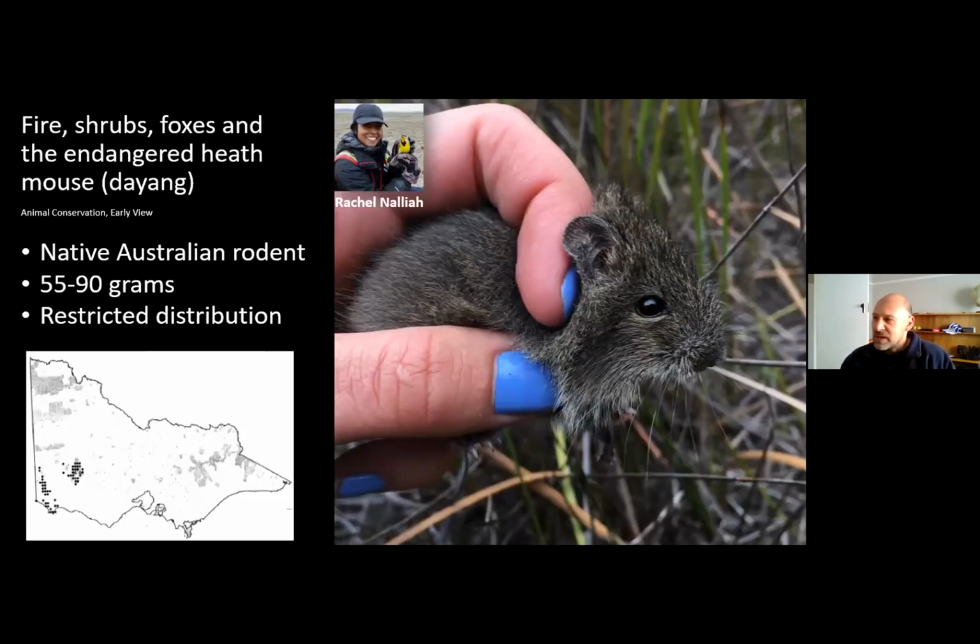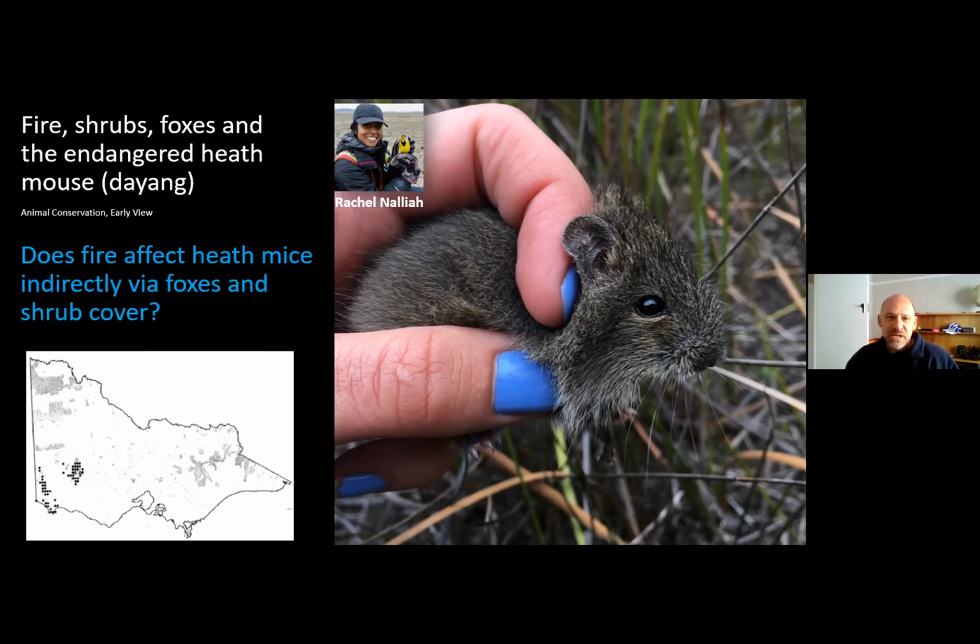I'd like to talk briefly about a case study, a piece of research driven by Rachel Nalia, looking at the interactions between fire, shrubs, foxes, and the endangered heath mouse, or Dyan. The heath mice are native rodents that have a very restricted distribution down in the southwest of Victoria. Rachel's key question in this research was, do the heath mice respond directly to fire, or does fire affect heath mice indirectly via the effect that fire has on shrubs and foxes?